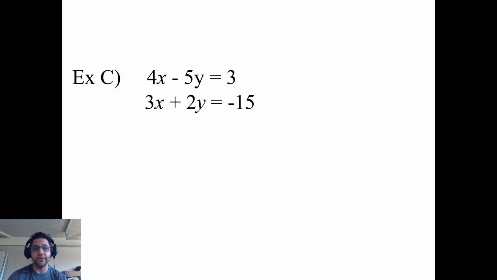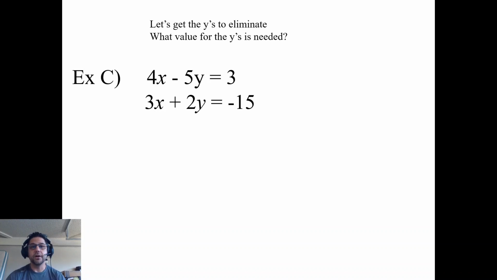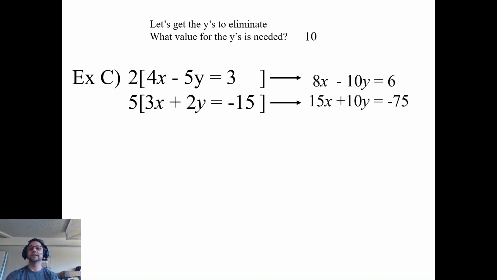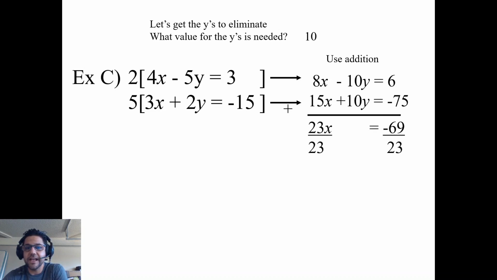But this time, if you notice, I have to change both equations because I want a 10. So I'm going to go ahead and multiply the top equation by 2 and the bottom equation by 5. That will give me my 10y. My signs will be opposite, so that means I am able to use my elimination method. So my y's eliminate. I have 23x is equal to negative 69. Divide, x is negative 3.